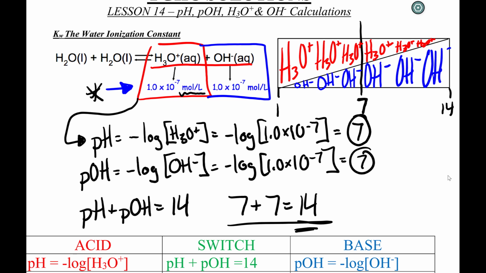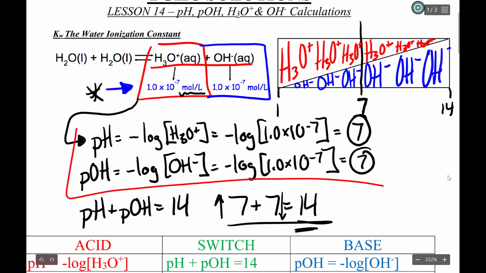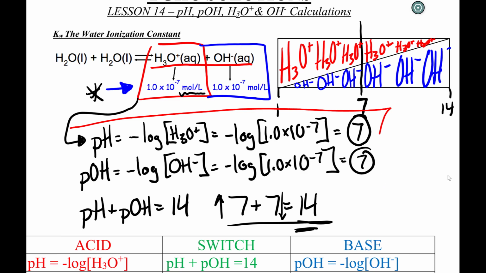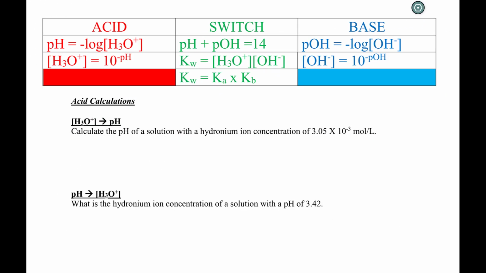Now, if this goes up by a value of 1, that means this has to go down by a value of 1. And that's what we're really working on today, is how does this all come together? This is kind of our first look at the actual calculations involved in pH and pOH. In the next section of our lesson, we're going to look at taking acid or base information or both and turning them into something different.